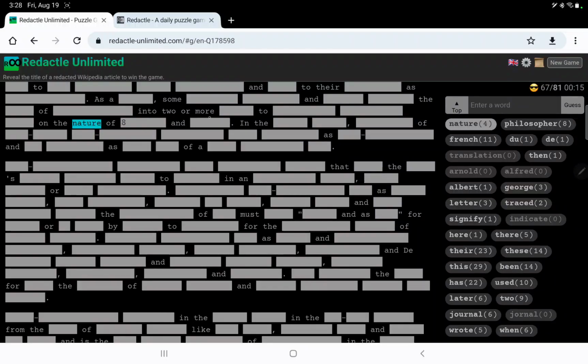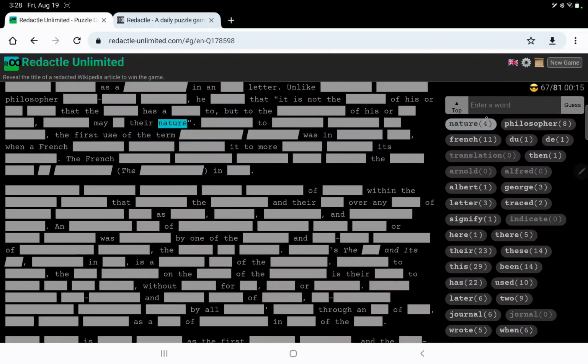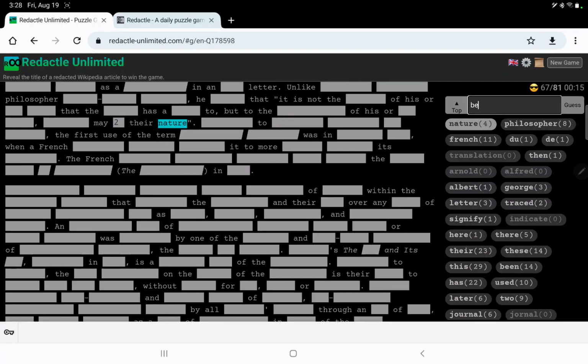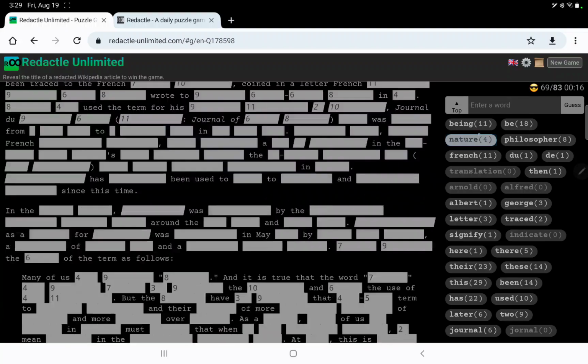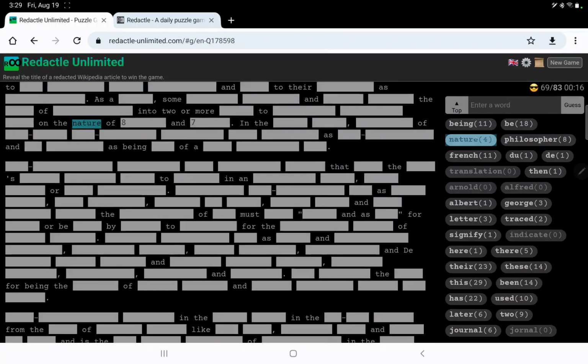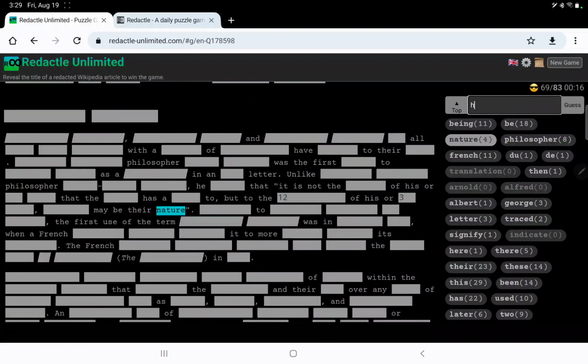Let's look at the next. On the nature of 8 and 7. May be, should have done be earlier. Being, oh, I did that. Being. Was, no. Okay. Is, no, not redacted. On the nature of 8 and 7. Yeah, all of the natures seem to be his or her 5, 8 may be their nature.